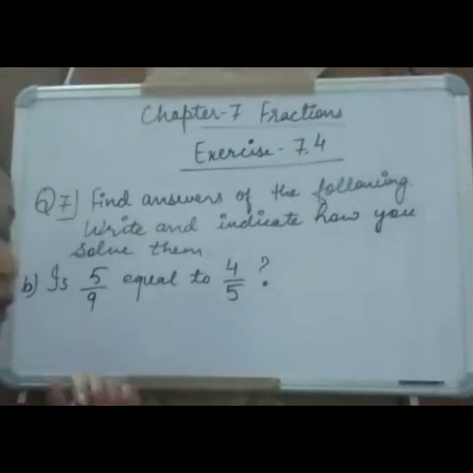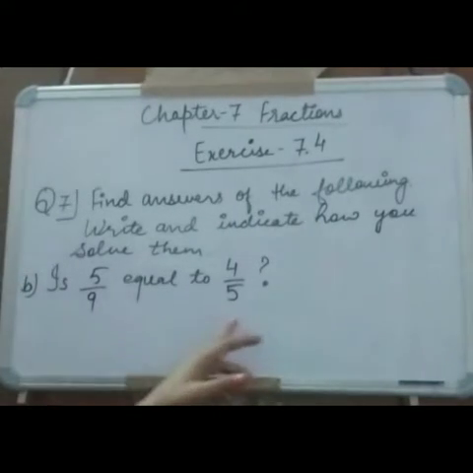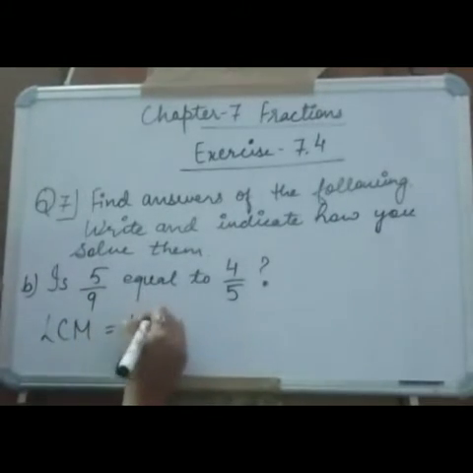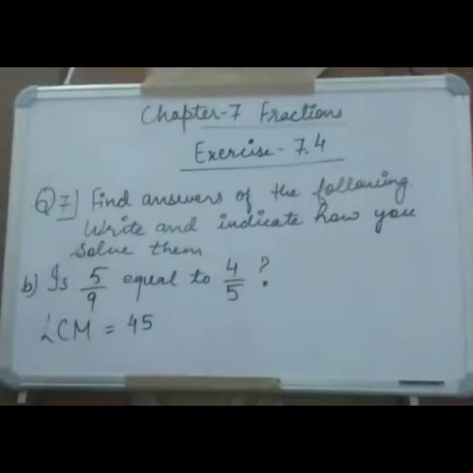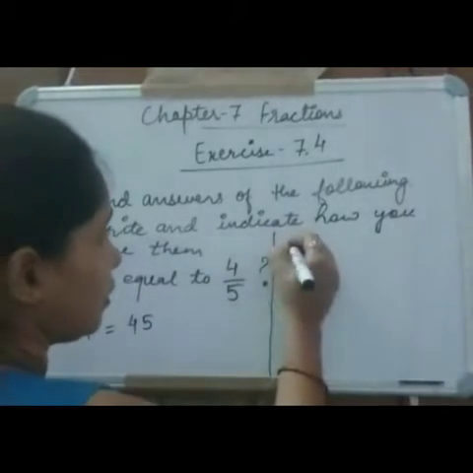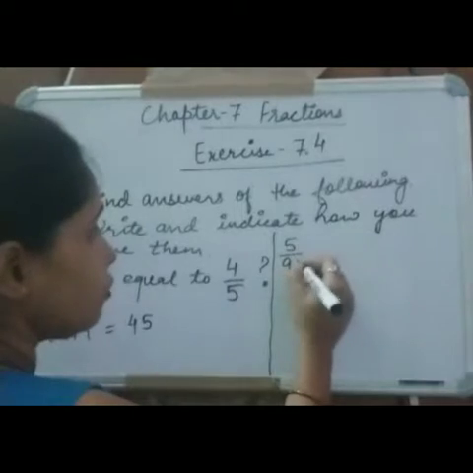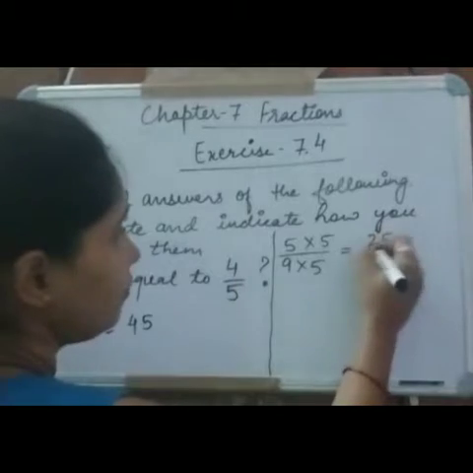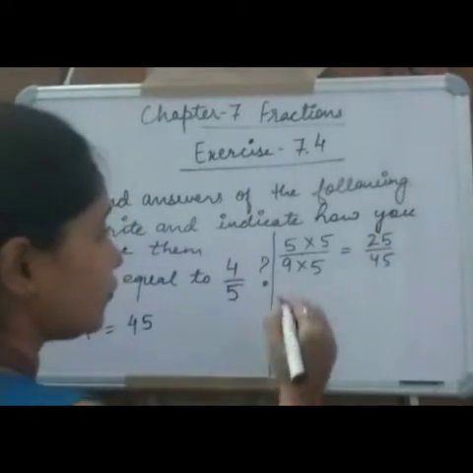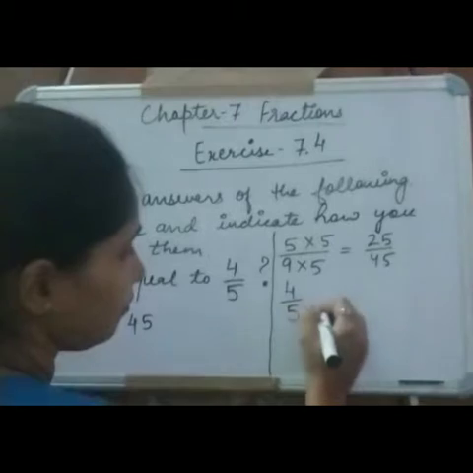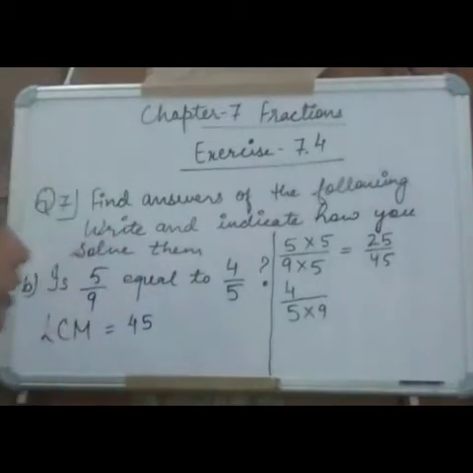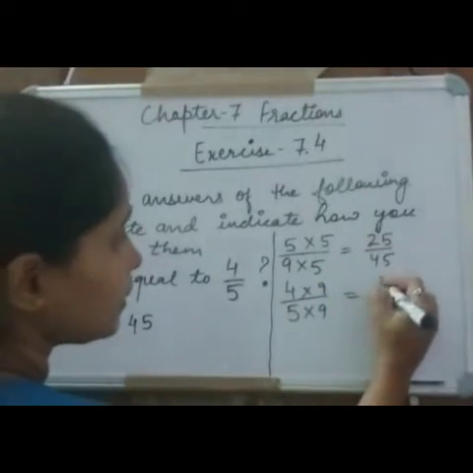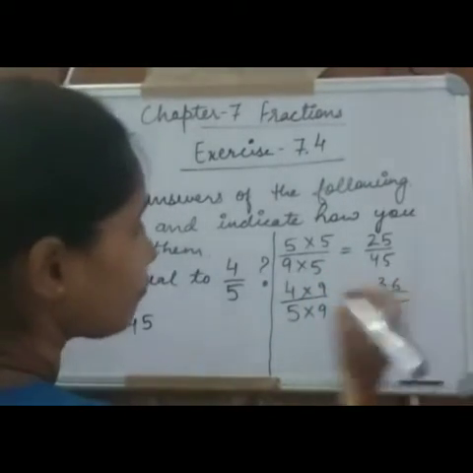So here, in 9 and 5, we will just take out the LCM. The LCM of 5 and 9, which we have done earlier also, is 45. So we will make the denominator 45 in both fractions. This is 5 by 9, so 9 into 5, and the same thing we will do in the numerator also. It is 25 and here it is 45. Now here 4 upon 5, we will multiply it by 9, and here 4 9s are 36 and 45.